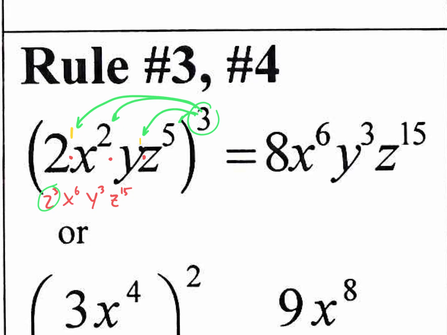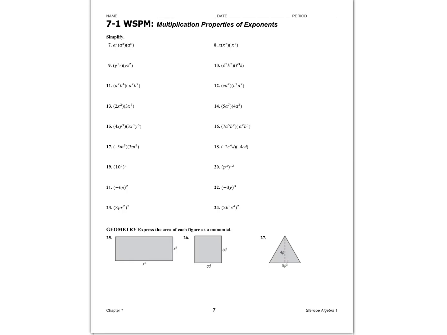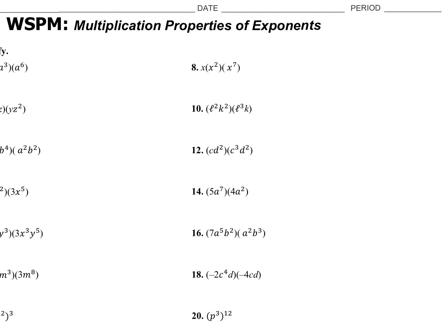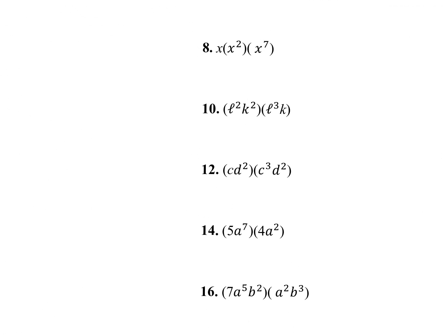So that first worksheet just focuses in on those 3 simple rules. Let's check them out. Let's go to 7.1 WSPM. I'm going to explain the even ones on this video. There's other videos that already explain the odd ones.